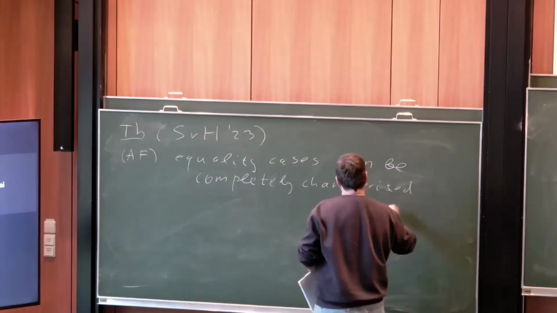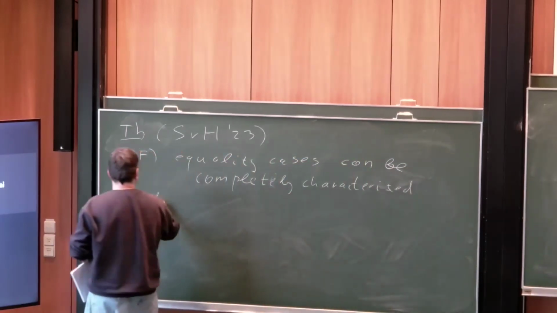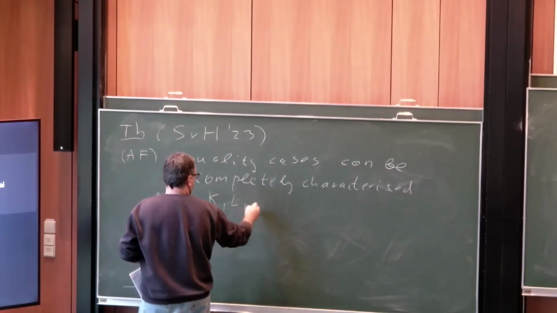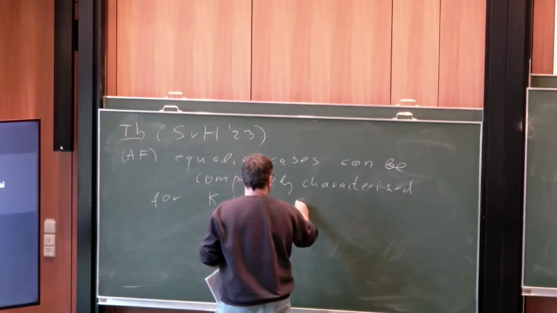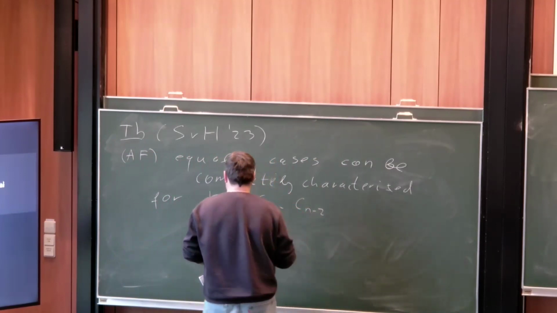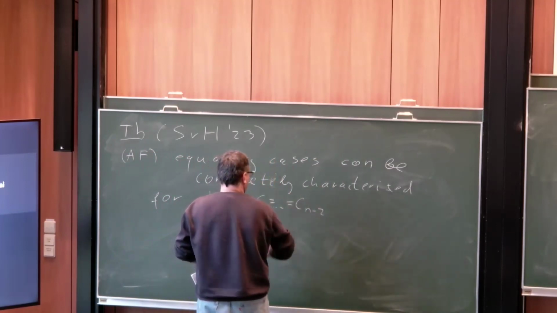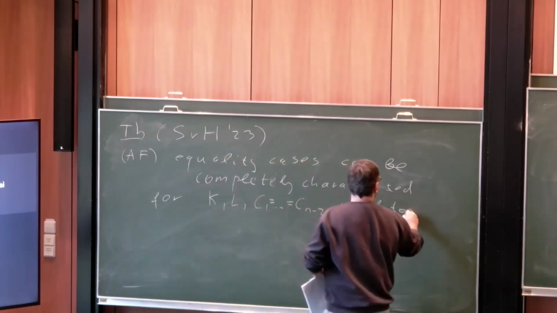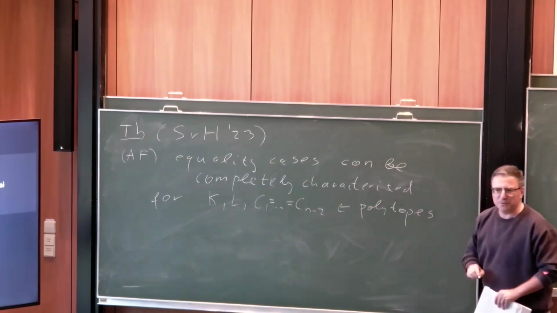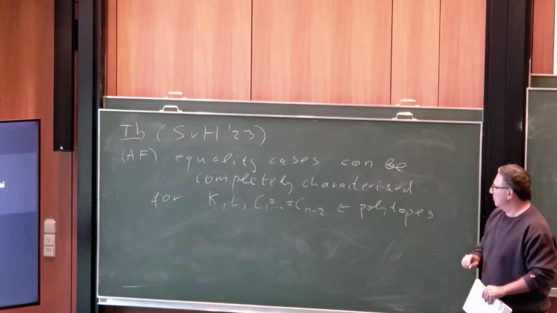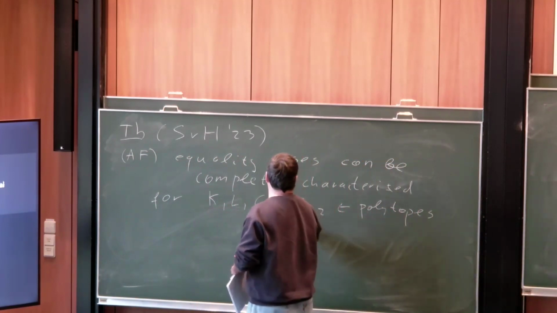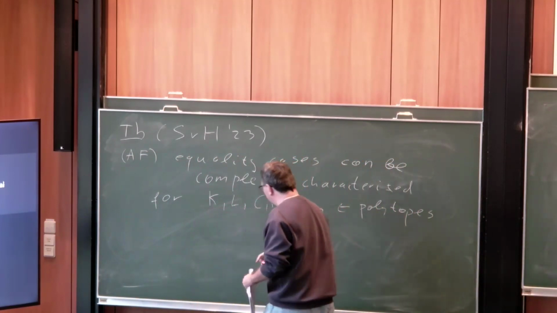Characterized for KL, I think you use notation C1 up to Cn minus 2, and those are equal. Equal polygons. No, not equal. Not necessarily equal, but the polygons.